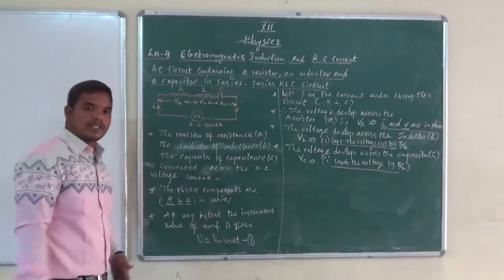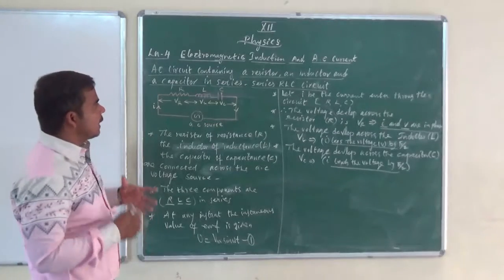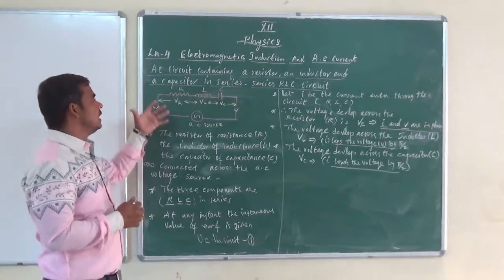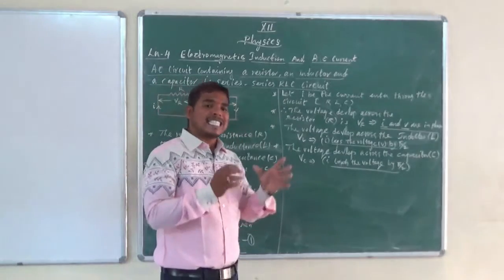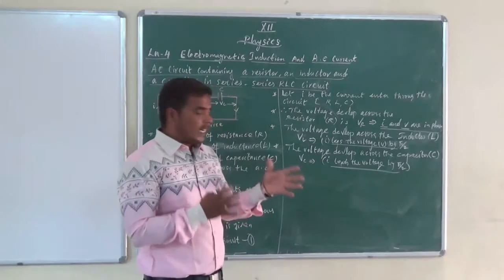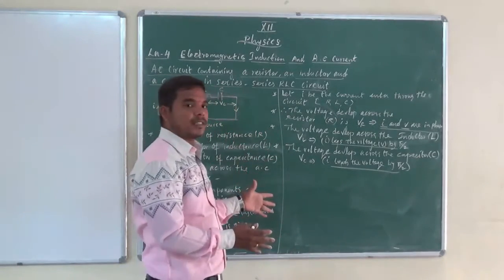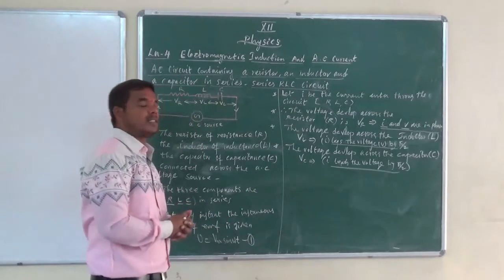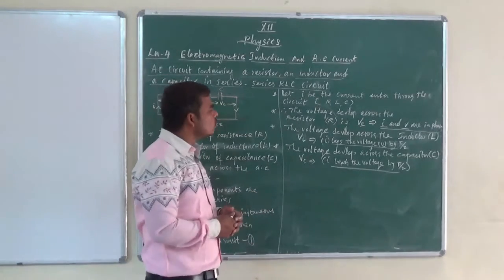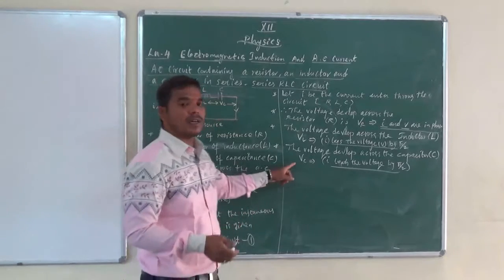These are the key points. So first, when the current enters the circuit, what happens? The voltage develops across each component. The voltage developed across the resistor is VR. The voltage developed across the inductor we can represent as VL. The voltage developed across the capacitor is VC.